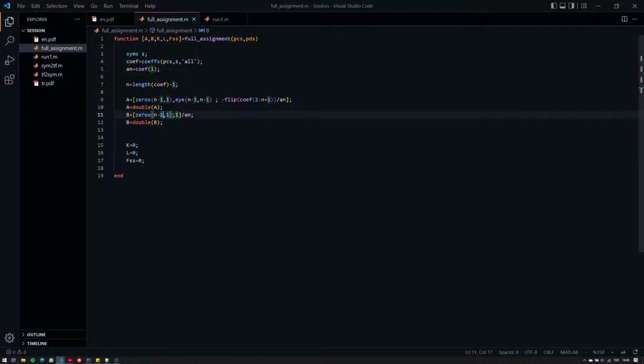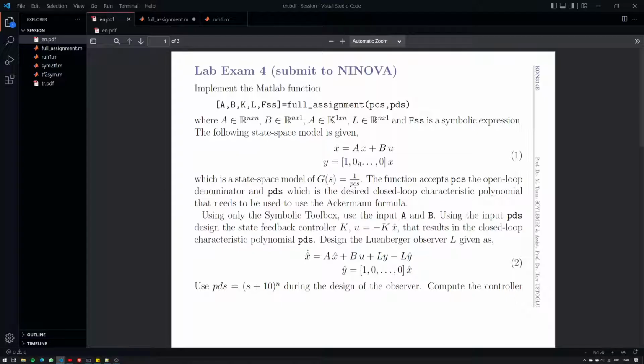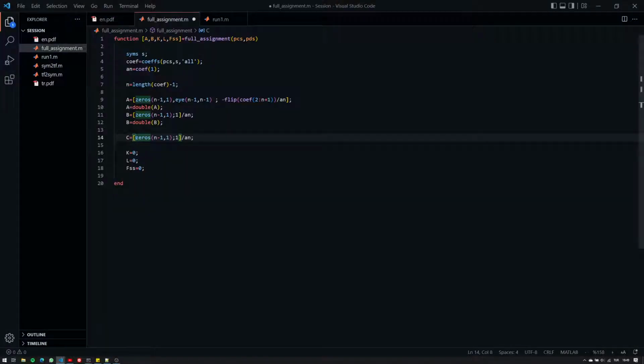Now, of course, using this same structure here, what we can do is we can define C, because it was already given to us that C has a special structure here. And it is basically 1, comma, and then 1, comma, n minus 1. This should be the C matrix that we might need.